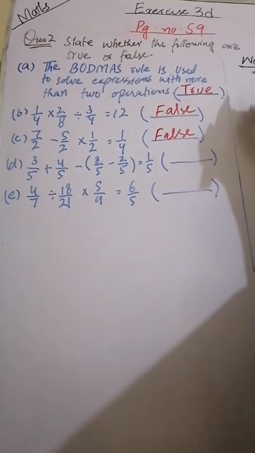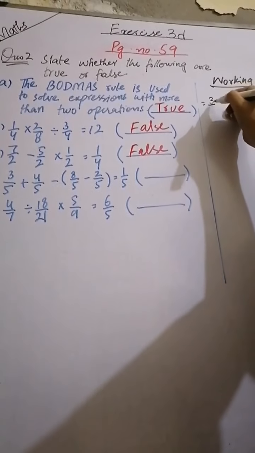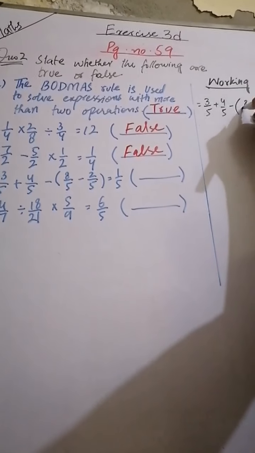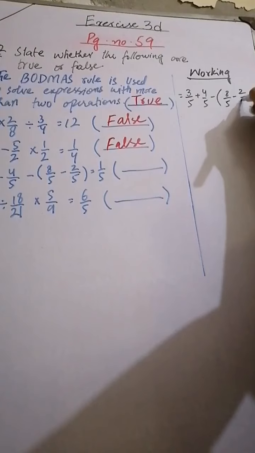Correct? Now come to D part. We will write 3 by 5 plus 4 by 5 minus, and the bracket over here, minus 2 by 5.